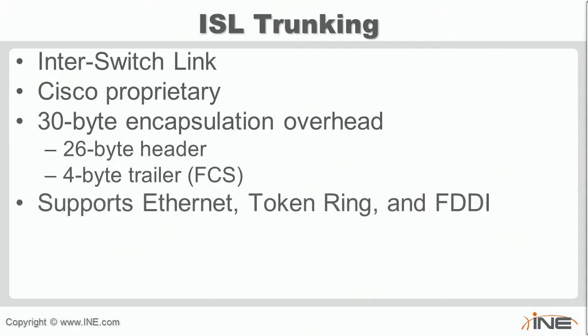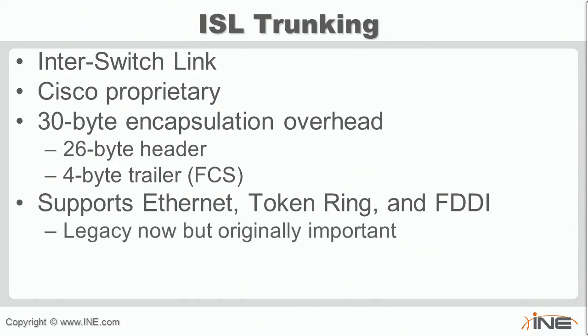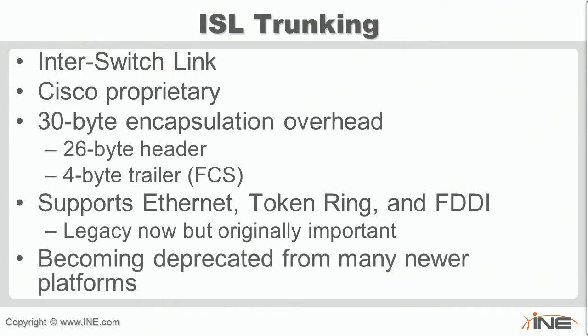The advantage of this was that ISL supported not only Ethernet, but trunking with token ring and with FDDI. In today's networks, that really doesn't matter, because we don't really have implementations of token ring and FDDI in new deployments. You may find some very corner case scenarios where you have some legacy protocols, like maybe an IBM mainframe that's still running on token ring. But the vast majority of cases today are just going to be using Ethernet. For this reason, a lot of new versions of code in Cisco's IOS don't even support ISL.